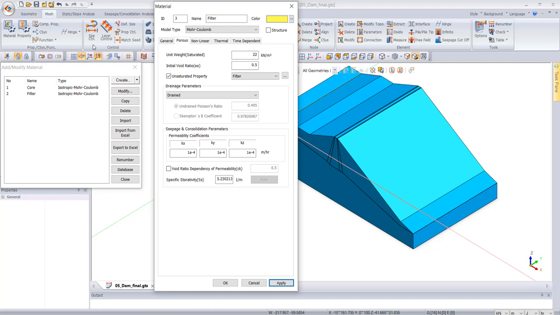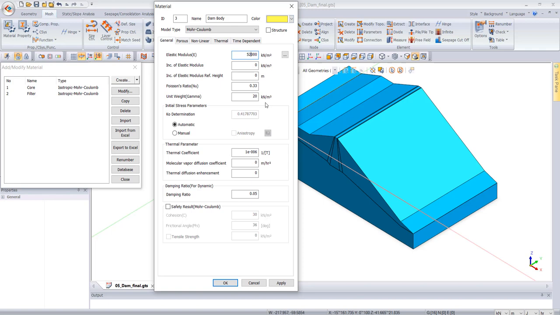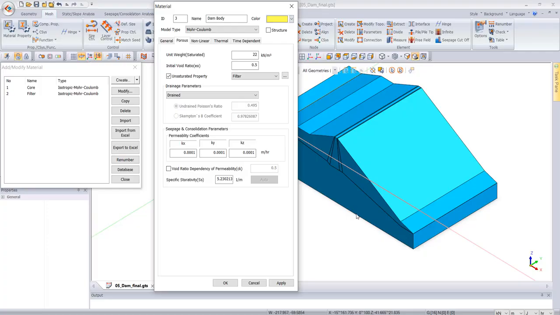Last one, like here's a dam body. Dam body here, 5.2 and 0.319. And K node is 0.74, and for the porosity part, it's 0.22, 0.5, and this is 0.01. And we say apply. And finally, this is the bedrock.